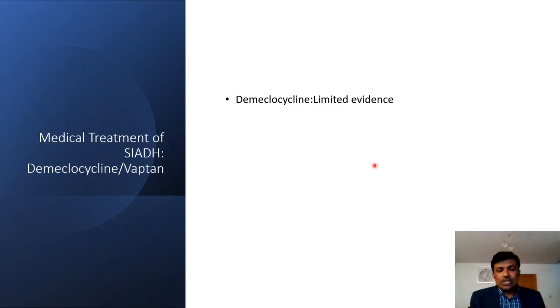the medical treatment. So we have 2 different medications which we can use for SIADH management. One is demeclocycline. As you know, it is a tetracycline antibiotic. It produces a nephrogenic diabetes insipidus, thereby getting rid of excess fluid in the body and helps to improve the sodium. That is one of the treatments which we used to do a lot, but nowadays it has got very limited evidence. It has got severe toxicity, so it may not be an appropriate treatment in all the patients.